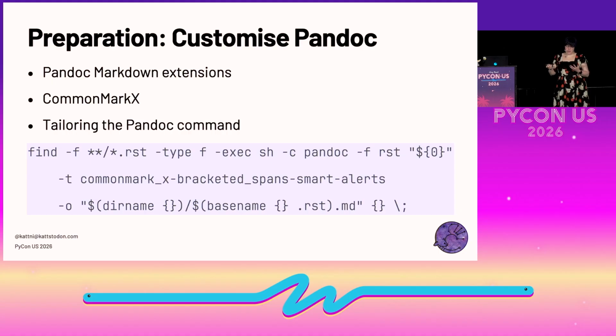This is the command I used. The middle line shows customizing what extensions to use with CommonMarkX. You can exclude default extensions by using a minus before the name, and you can include extra extensions by using a plus. In this example, the bracketed spans, smart, and alerts extensions have been excluded.